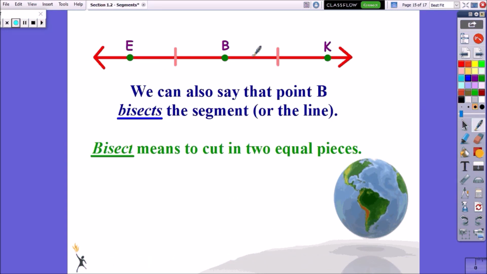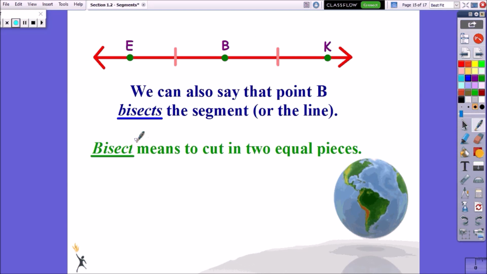Now, we may say that a point, we may even have a line, right? We may have a line that goes through point B here. And we could say that point B, or this line that contains point B, is bisecting the line. Now, bisect, if we split it up here, bi means two, sect means cut. So what we're really saying is point B, or a line that contains point B, is cutting into 2 equal pieces. And so there's segment EB and segment BK.